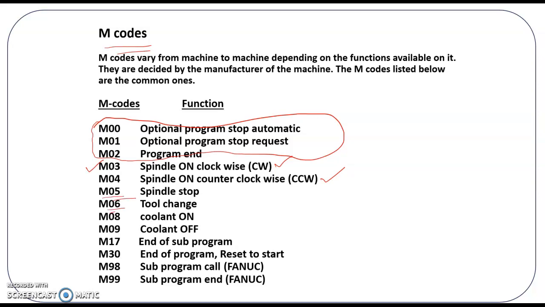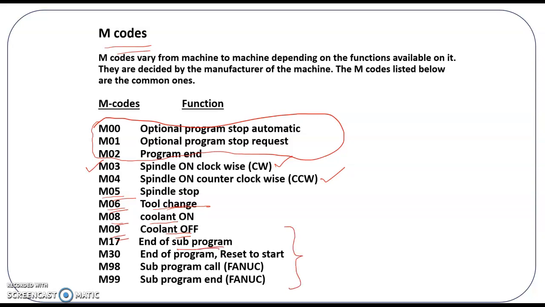Then tool change. In a particular operation we are using a number of different tools. It starts from facing, so we use a facing tool, then a rough turning tool, then a finish turning tool, like that. Each and every operation requires different tools, so the tool has to be changed in between the operations. M06 is used for the tool change command, the coolant on command is M08, and the coolant off command is M09.